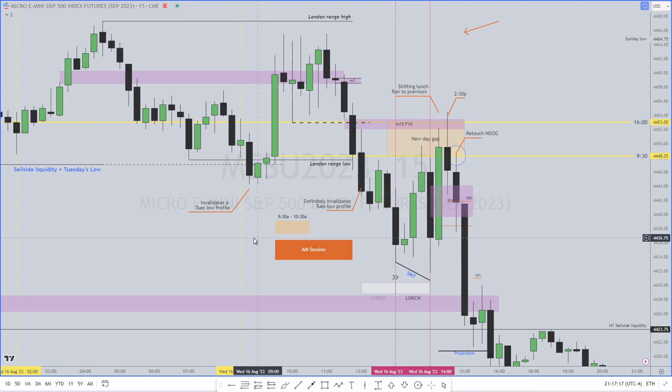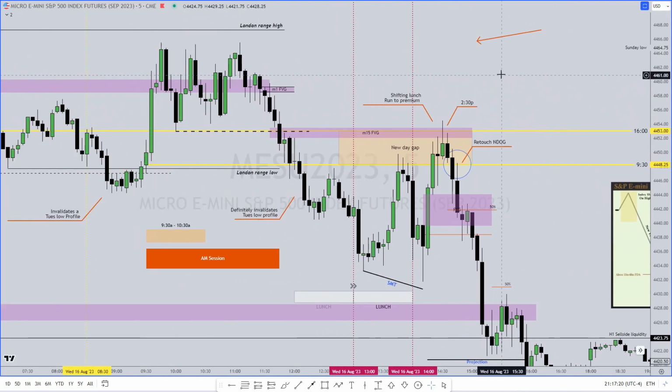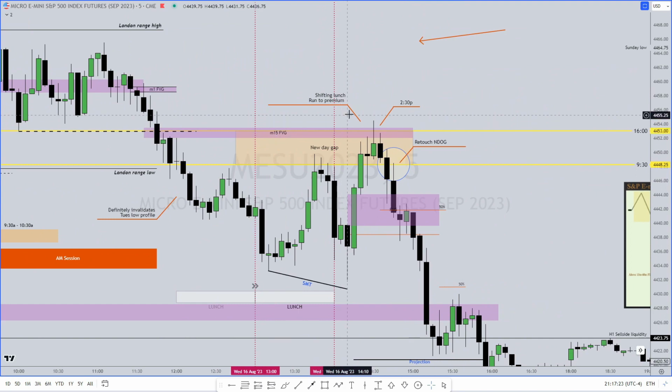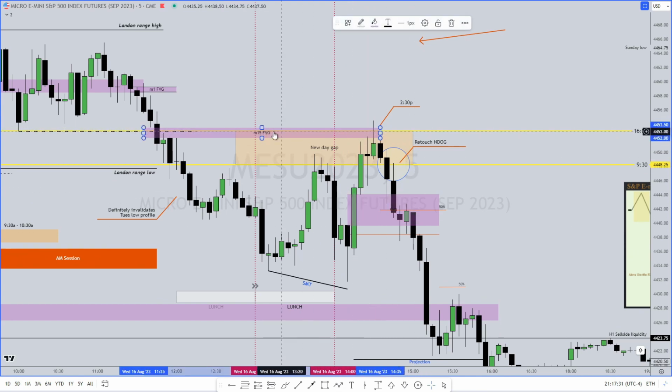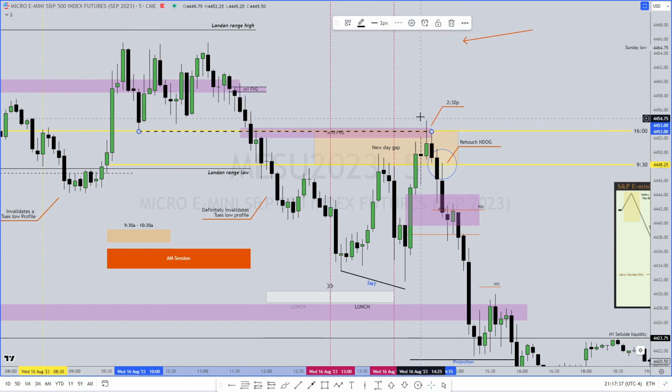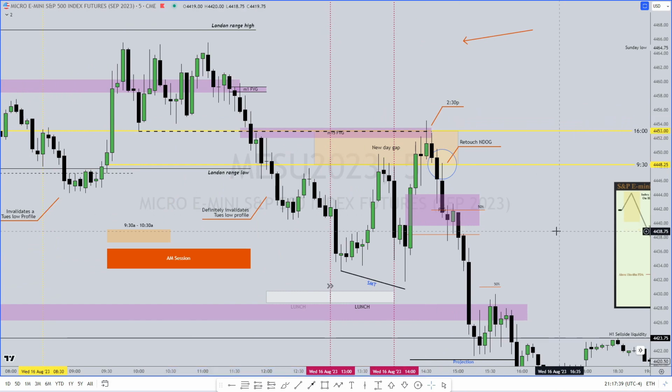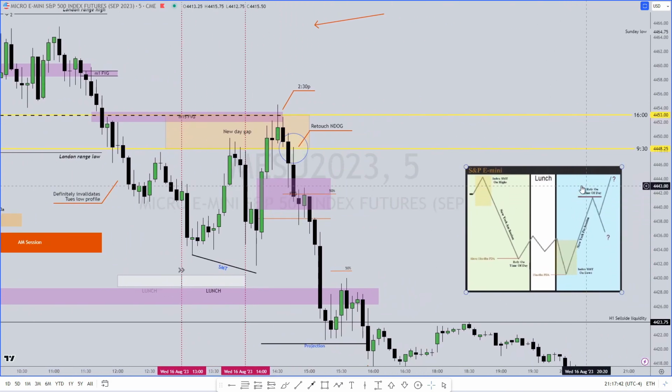So I'm going to highlight that, go back down to the 5-minute, and here we see after shifting the lunch, so I'm going to take that off, we see when price actually reaches into that 15-minute gap, into that old low on the 15-minute, and to the top of the new day gap. Literally right at 2:30, exactly when you would expect it on an AM decline, PM reversal, question mark, because it could have been a bullish run to reverse bearish, or it could have been a bearish AM to reverse bullish.